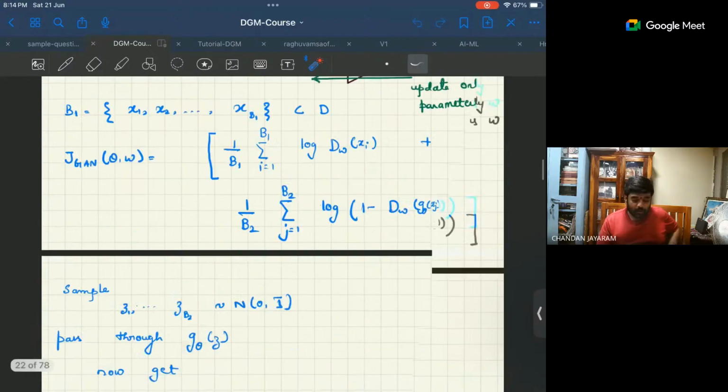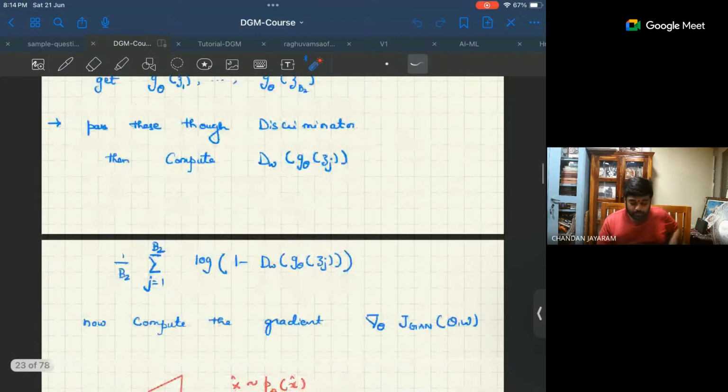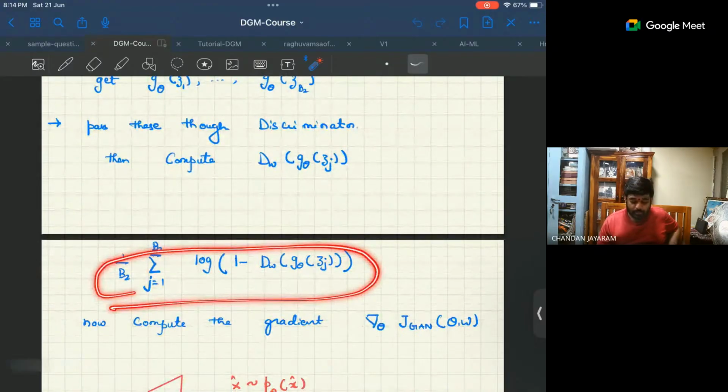Now you sample from the normal distribution, obtain the fake data, and compute the second term. And then what do you do?